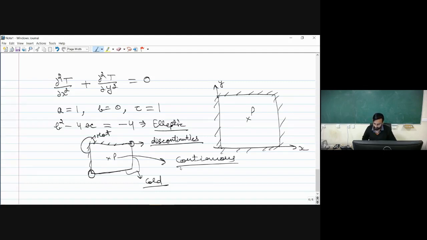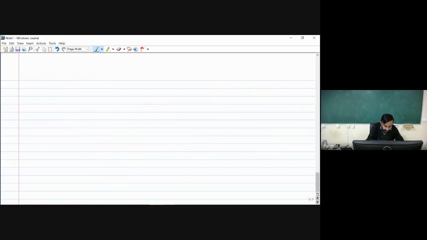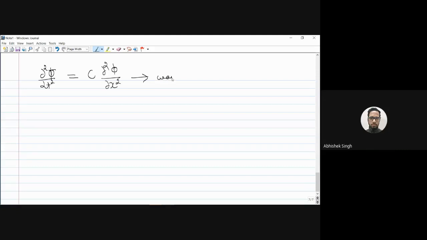Okay, then let us consider the third type of equation. For the third type, say I have del square phi by del t square equal to c times del square phi divided by del x square. What is this equation? I think this is a very fundamental equation, familiar to most of us. Can you tell me the name of this equation? Wave equation. Yes, this is a wave equation.